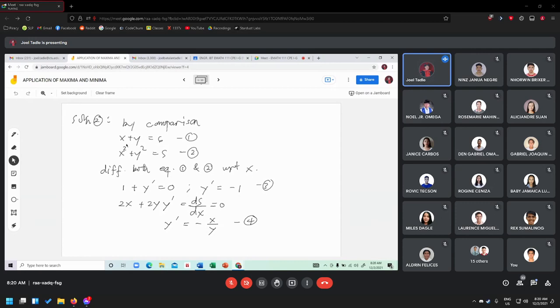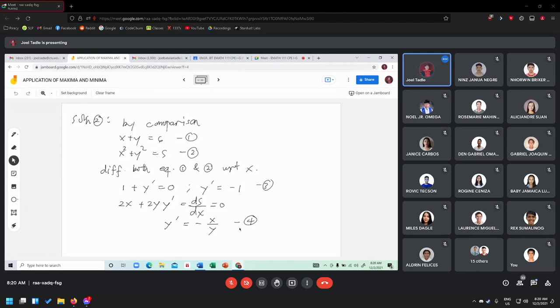For the first equation, we have 1 plus y prime equals 0. For the second equation, we differentiate and get 2x plus 2yy prime equals ds over dx. Then afterwards, we equate to 0, then solve for y prime. For the first equation, our y prime is negative 1. For the second equation, our y prime is negative x over y.